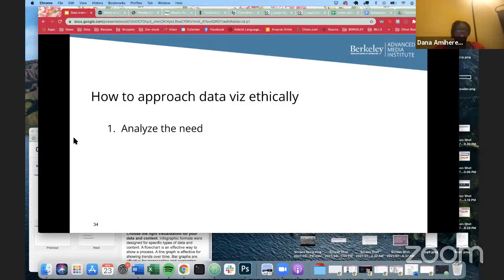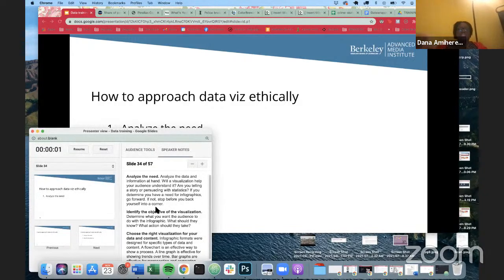The first thing is you want to analyze the need. So analyze the data and the information that you have at hand. Take a step back and ask yourself, will the visualization that you create help your audience understand your data better or understand some information that you're trying to convey better? Are you trying to tell a story, or are you trying to just make statistics pretty? If you determine that you have a real need for this visualization, then go for it. If not, then you probably need to reassess.